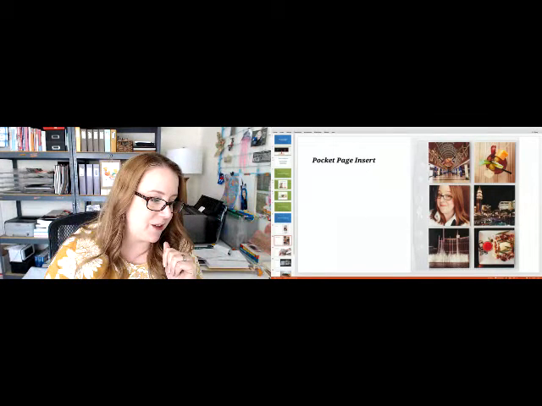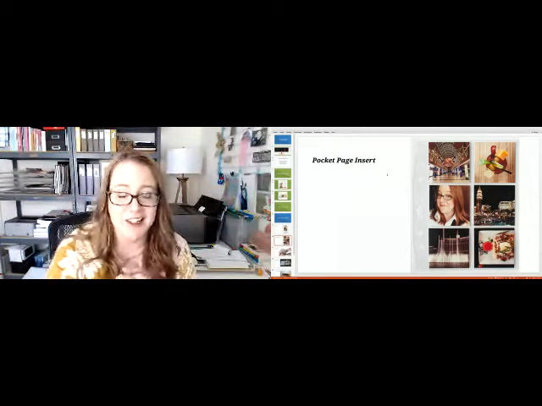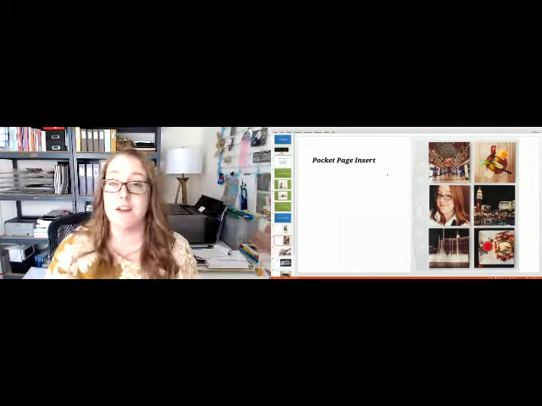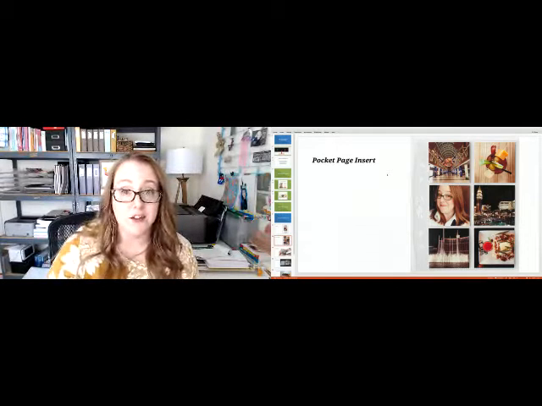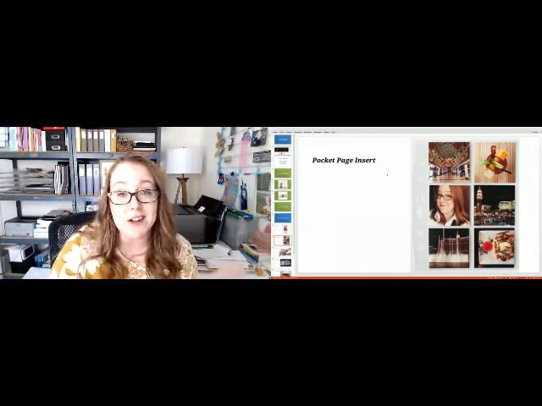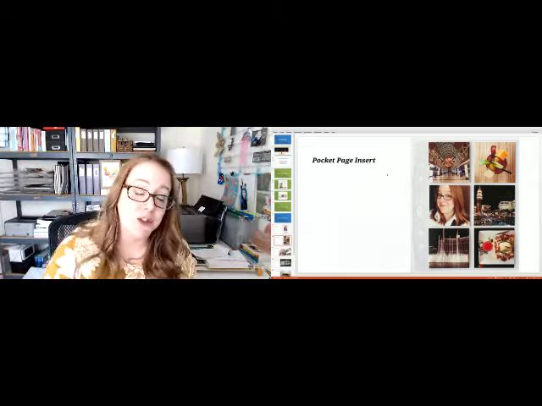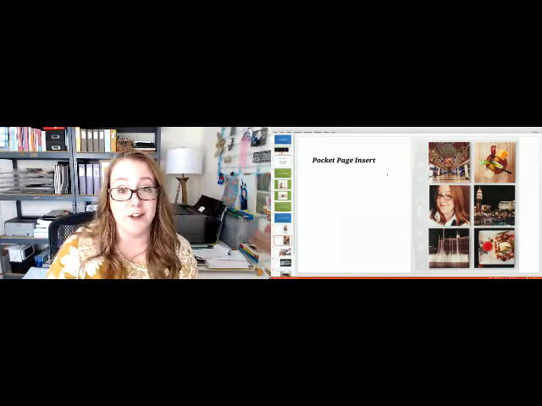Looks like everything's okay. All right, so next we have pocket page inserts. Now there's 2 ways of looking at this. You can incorporate your trip into your Project Life album, whether you do that weekly or monthly, and using that traditional format, you could fill just a couple pockets, you can fill a whole spread, you can fill multiple spreads. You can also create inserts, which are often different sized pocket pages that go inside of your album.